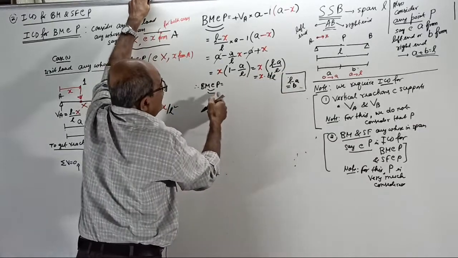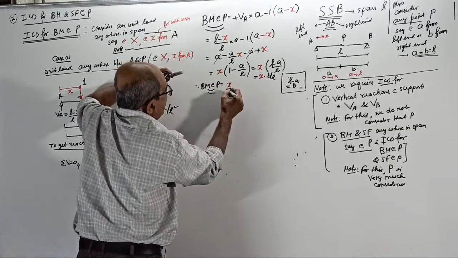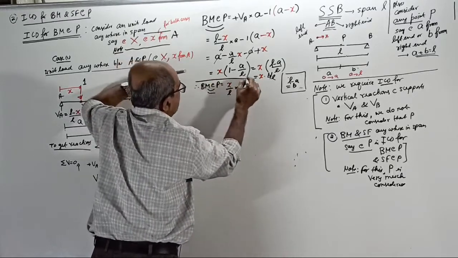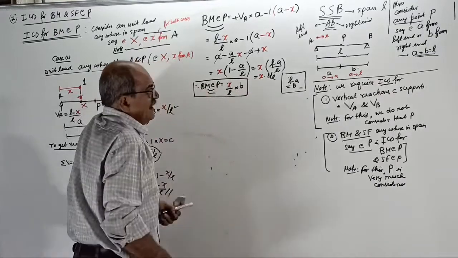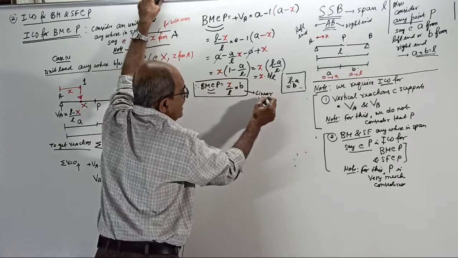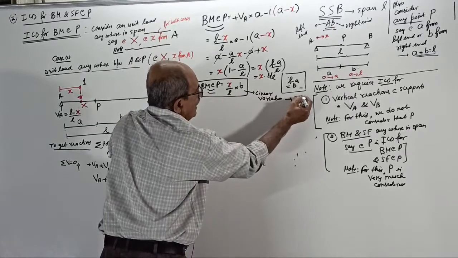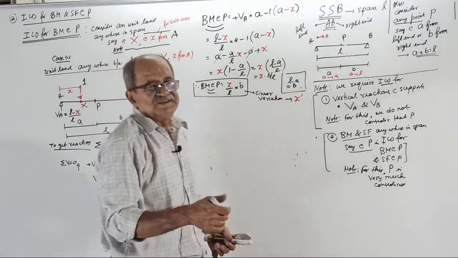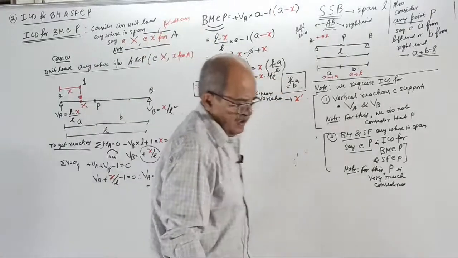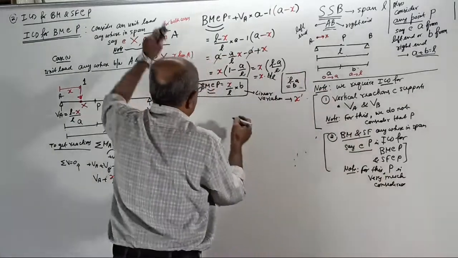Or I can tell directly, can I write X by L into B? Can I put this way? Tell me. This shows that it is linear variation. Why linear variation? Linear variation because X power 1, highest power of X is 1. Crystal clear? I can write X by L into B. Clear or not clear? Tell me. Clear. Now do one thing.